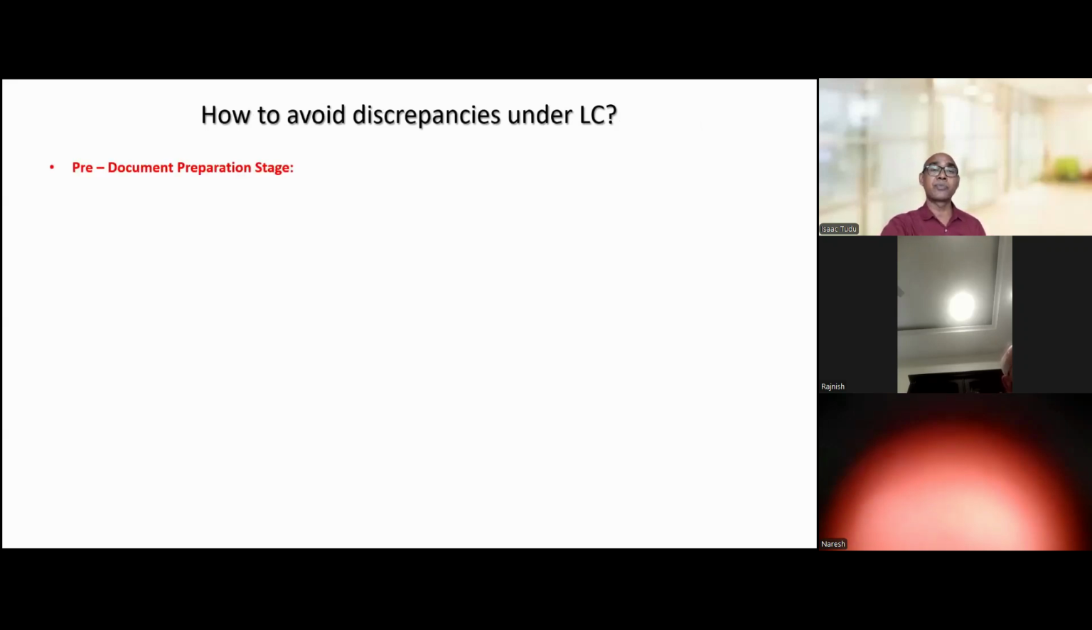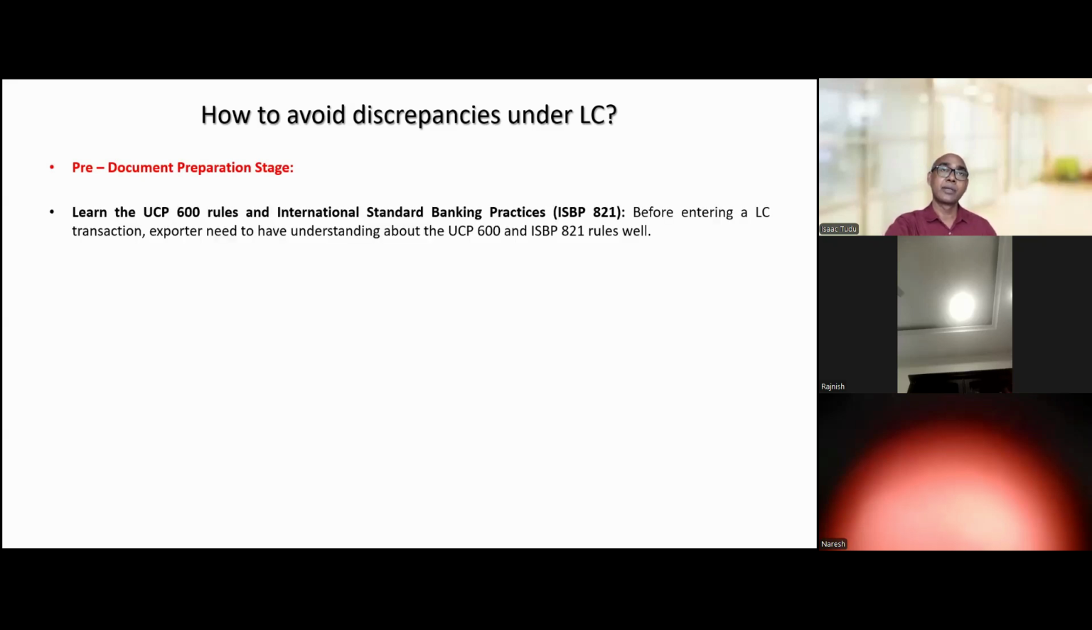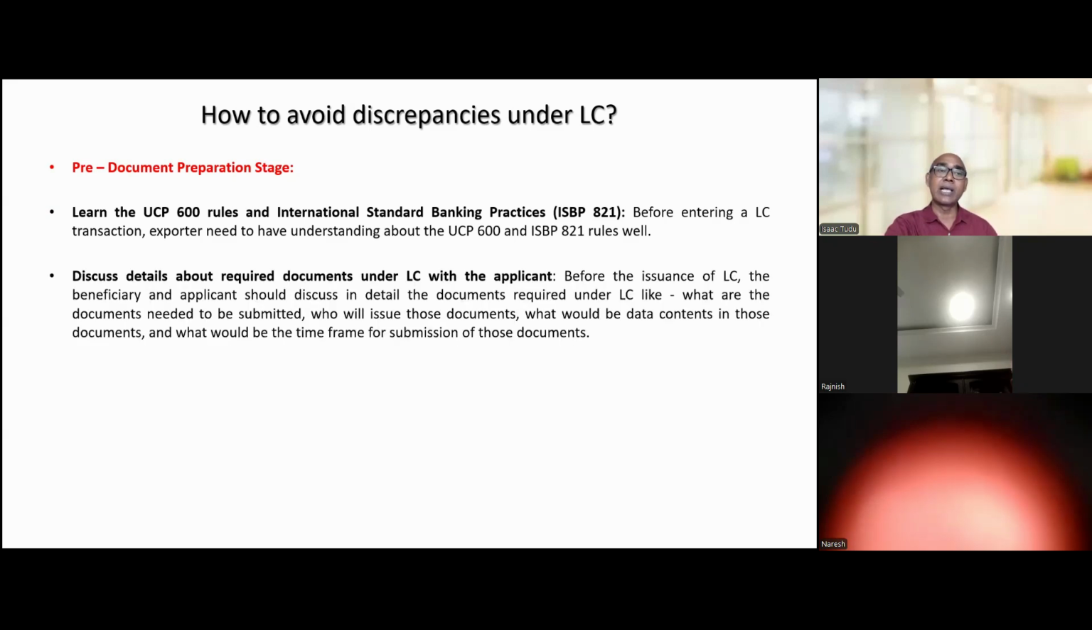How to avoid discrepancies under LC? This is also a few of the things I wanted to discuss here. At the pre-documentation stage, we need to have an understanding of two critical International Chamber of Commerce publications. One is the UCP 600 and another is the ISBP, International Standard Banking Practice. Whoever is dealing with the LC, my recommendation is to please go through these two ICC publications, which will give you enough idea about the operation of the LC, because banks also refer to the same. If you are aware of this, that will help you.